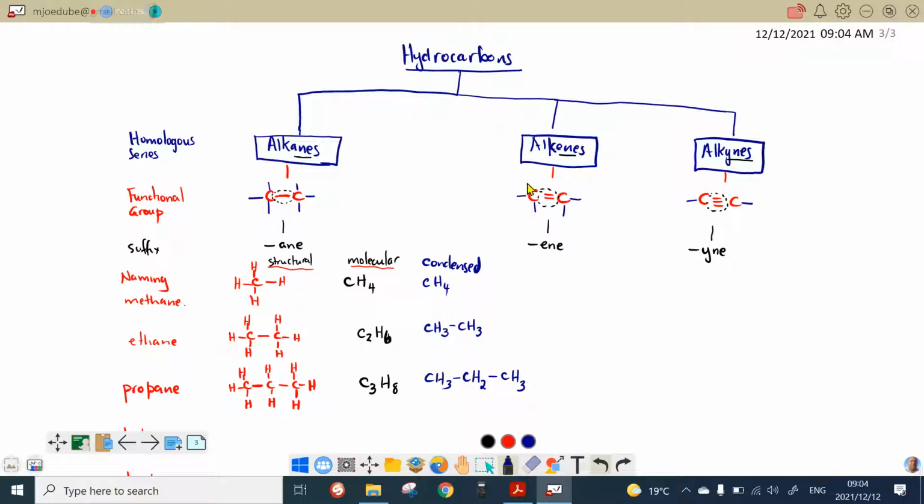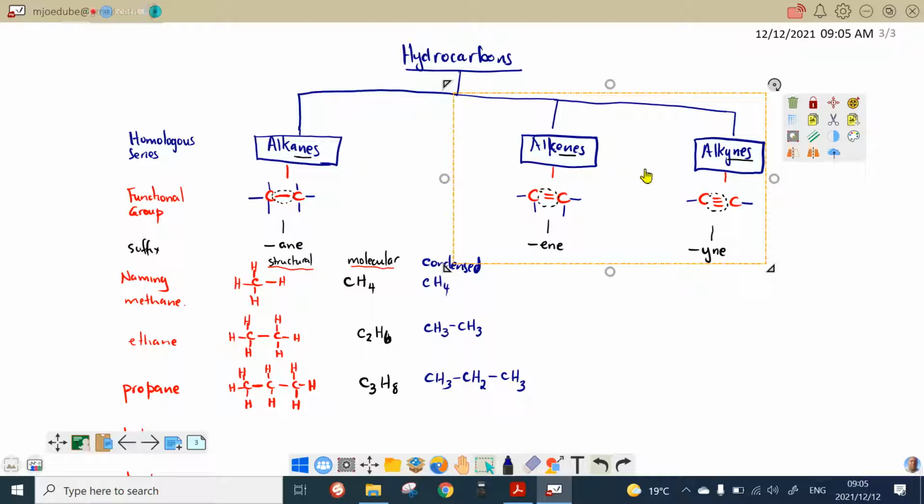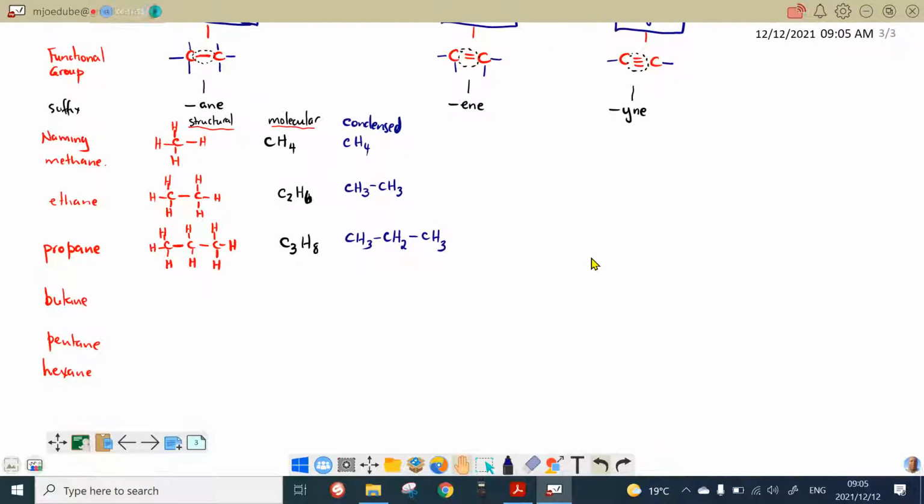Now, we would also like to show you how you can actually name your alkenes and your alkynes. I'm just going to select this here and then reproduce it. Just create space.